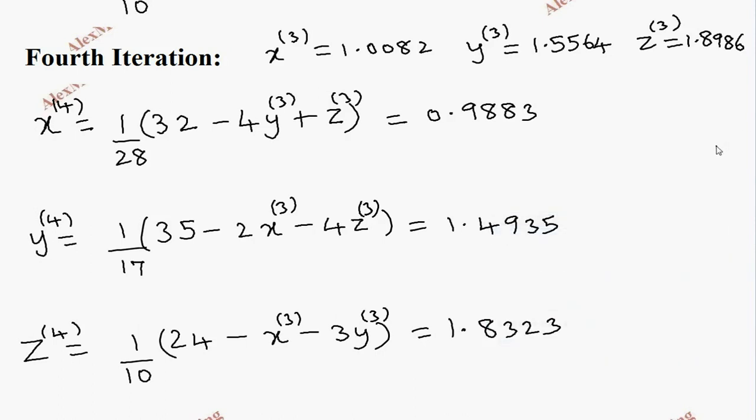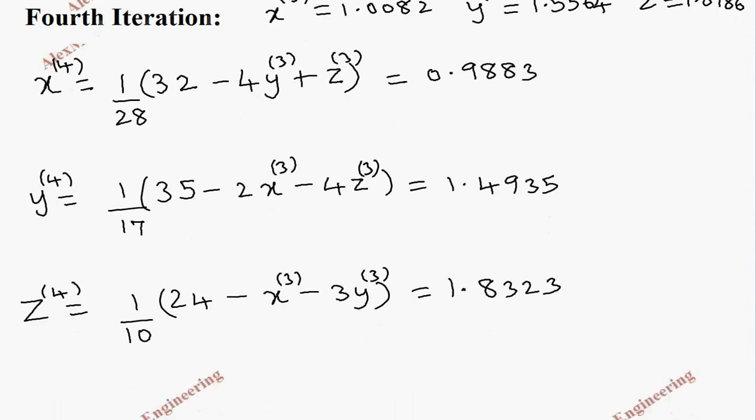So we got the fourth iteration. But they are not the same value as x of 3, y of 3 and z of 3. So only when they come the same can we conclude the solution. Now we have to go for the fifth iteration.